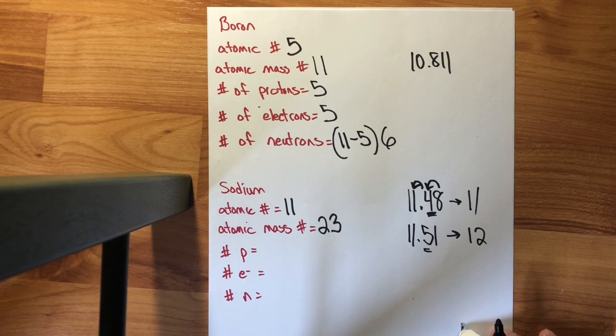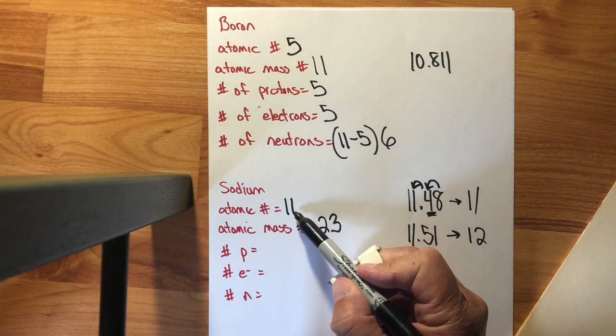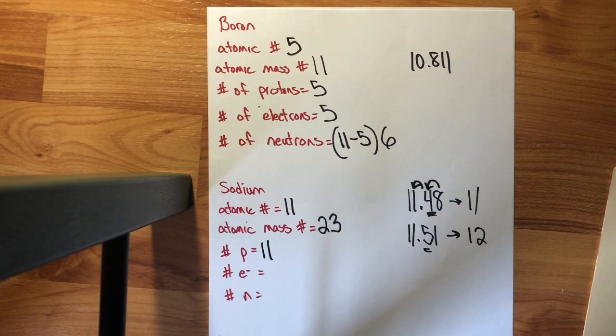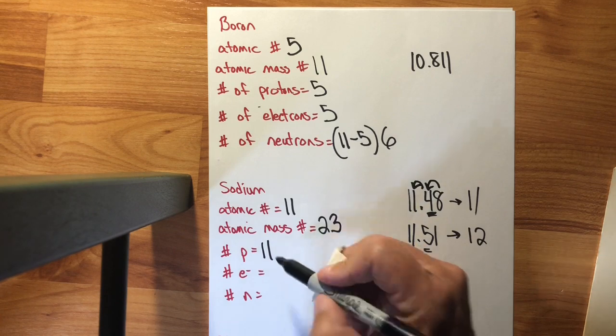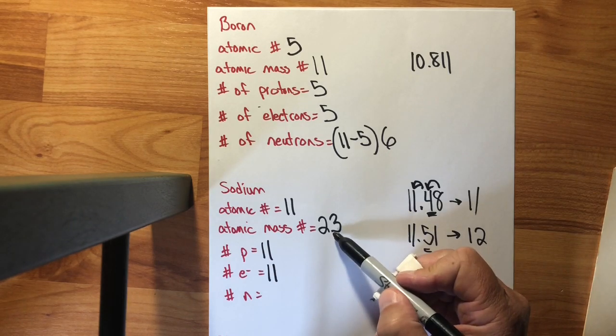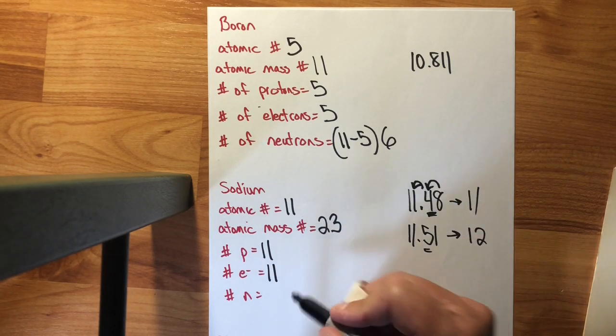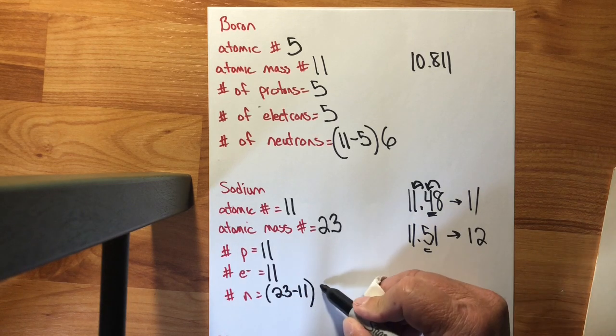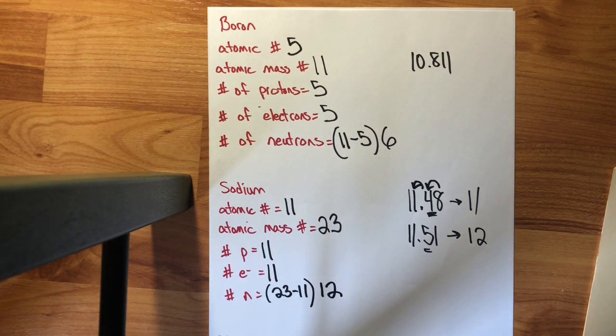Okay, going back to this. Number of protons equals the atomic number, so that would be 11. Remember that the number of electrons equals the number of protons, so that would be 11. And then the number of neutrons would be the atomic mass number minus the atomic number. So I'm going to have 23 minus 11, which is going to give me 12. And that's the parts that build up a sodium atom.